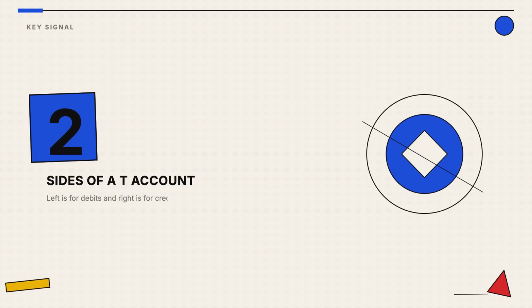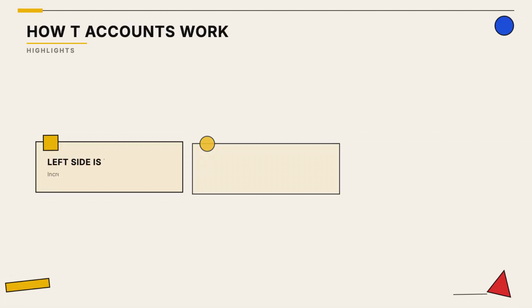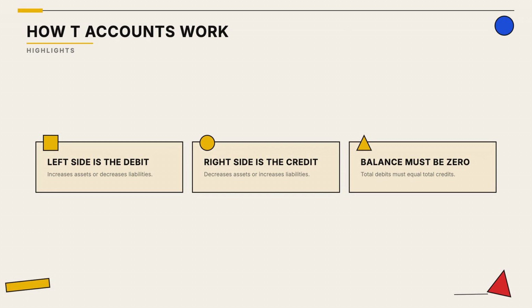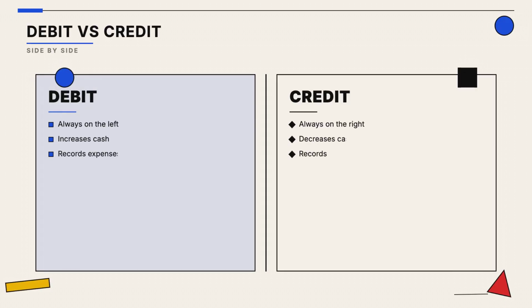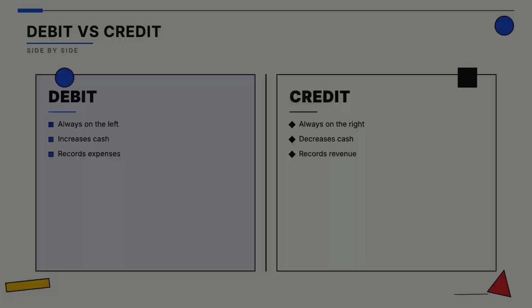Every transaction has two sides. You record what comes in on the left and what goes out on the right. The golden rule of accounting is that the left and right sides must always balance out perfectly. People often confuse these terms with bank statements, but in accounting, they simply represent the physical side of the ledger.